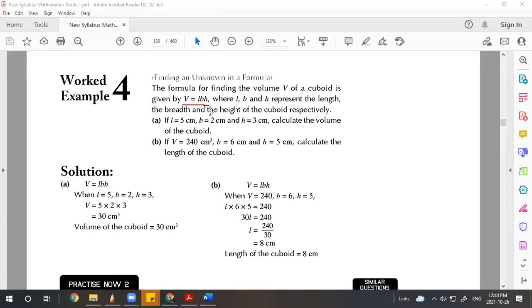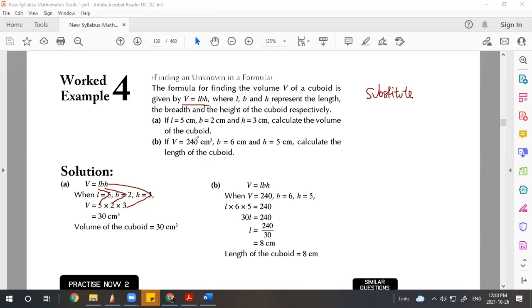So if L is 5, B is 2, and H is 3, calculate the volume. So volume is LBH. So L is 5, B is 2, and H is 3. So just multiply everything and you will get 30 cm cubed. That's all. That's simple. And what you do, you only have to substitute the letters by numbers.